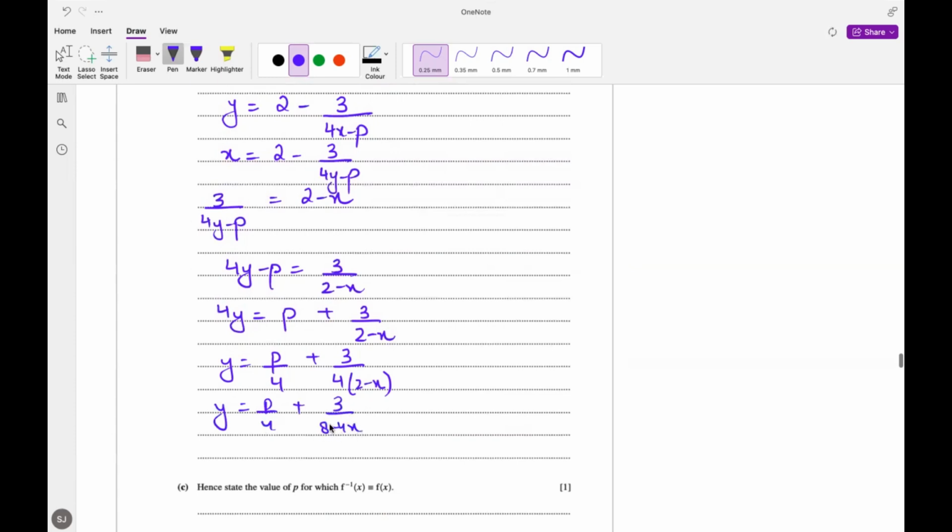So let's say if I take negative common out from over here, we can write this as y equals p upon 4, and as we took the negative out, we can write 3 upon, taking negative common out, 4x minus 8, and then we can write the negative sign up here. So the final expression will be f inverse of x equals p upon 4 minus 3 upon 4x minus 8.